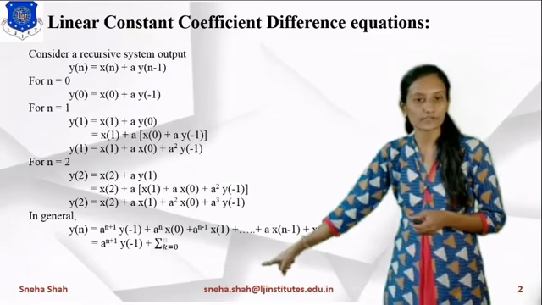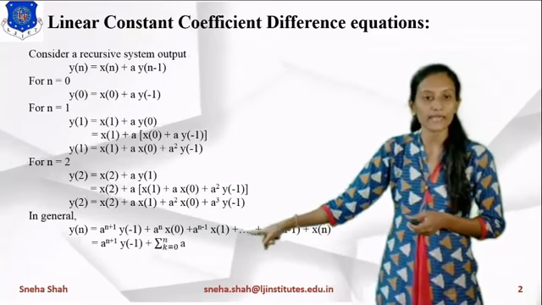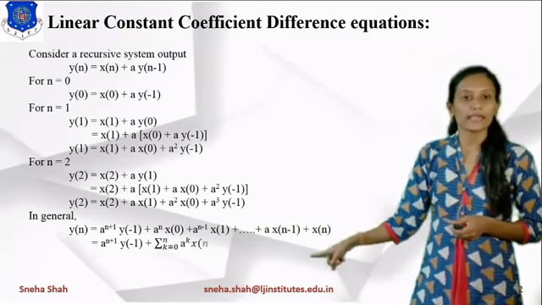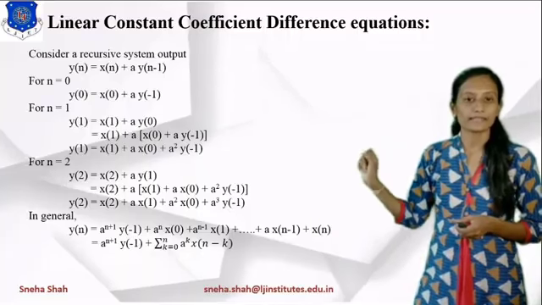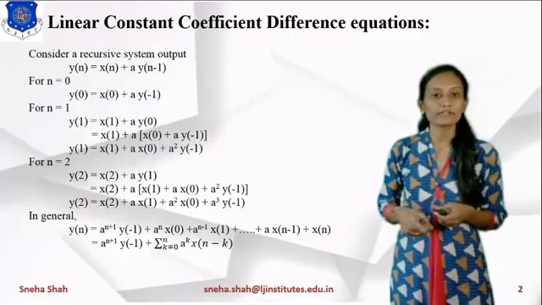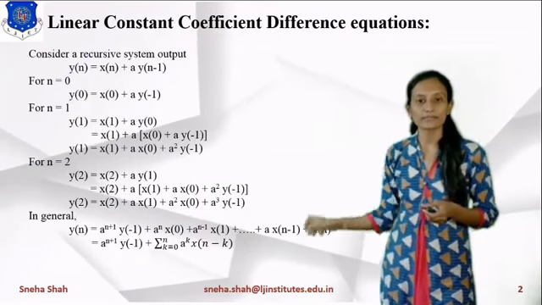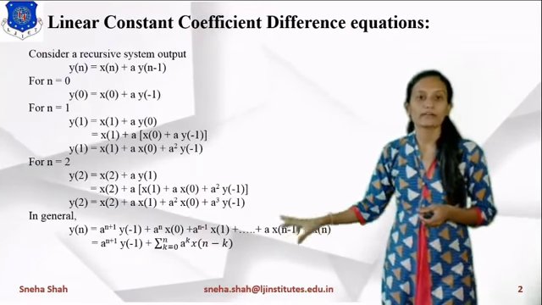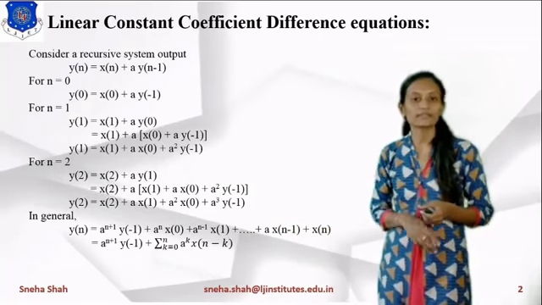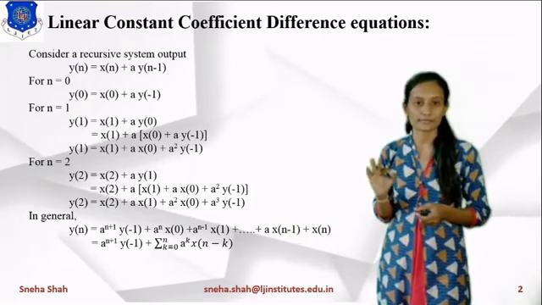and this whole term we can convert in terms of summation k equals 0 to n a raised to k x of n minus k. If we put all the different values of k from 0 to n, then it will give you this output. Now from this final equation, we will define three different types of response.